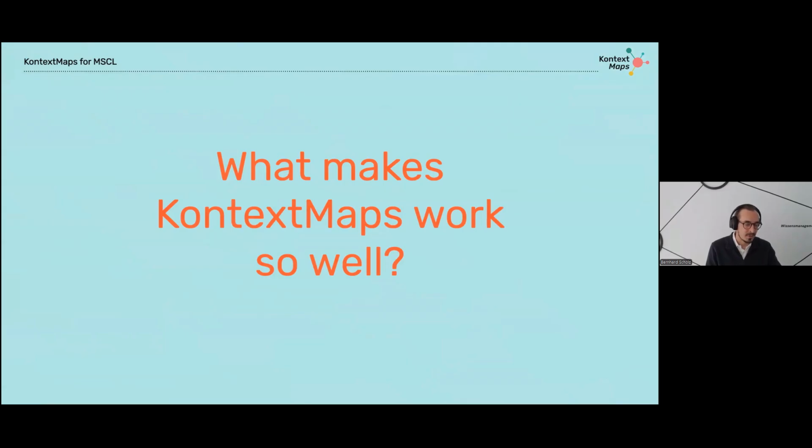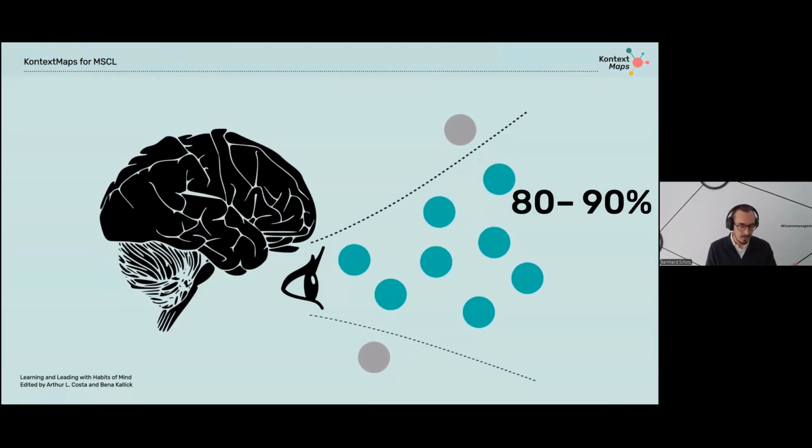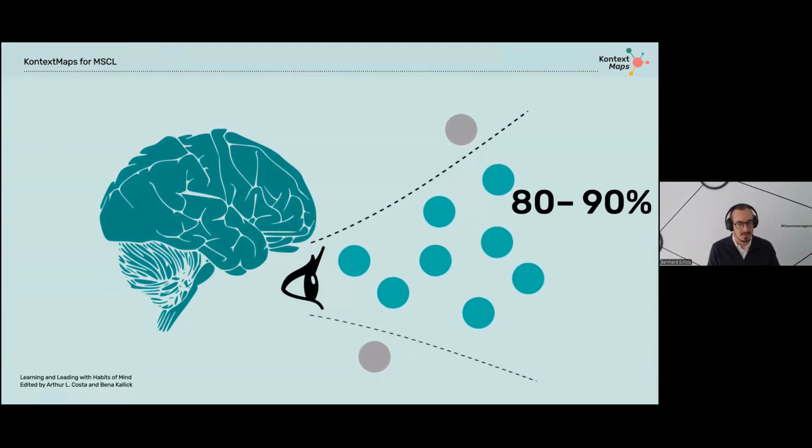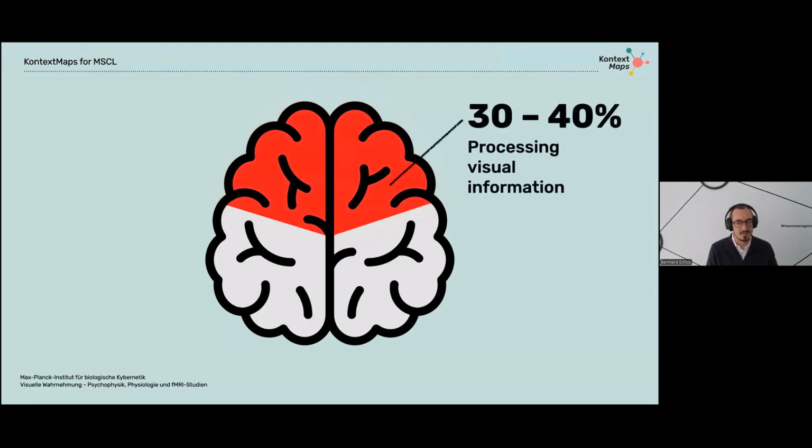So what makes context maps work so well? We as humans see the world with our eyes, at least most of us humans, and 80 to 90% of information that we get from the outside goes through our eyes. And our brain surface is dedicated to visual processing, and it's a large part of it, 30 to 40%.